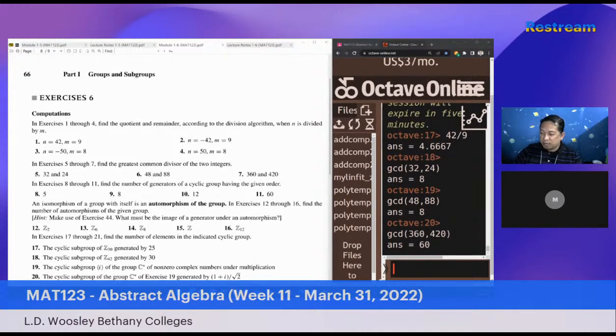So, yan. For number 8, is it 1, 2, 3? How about 4? O yan, sige, tama. Sige, next. Number 9. How about 8? What are the numbers relatively prime to 8? So that would be the order of that cyclic group.